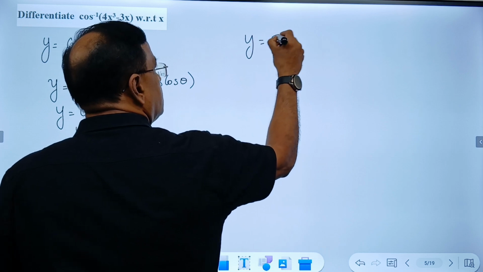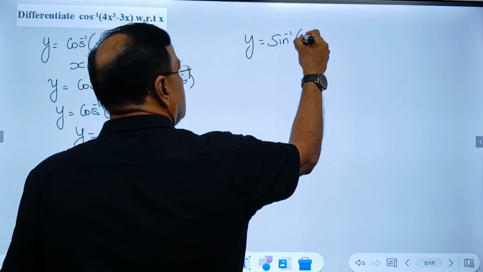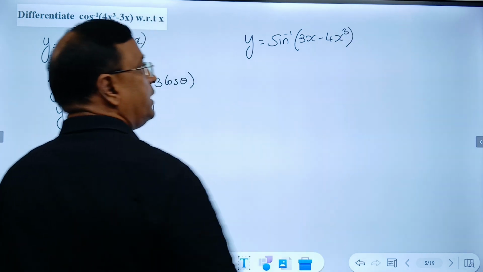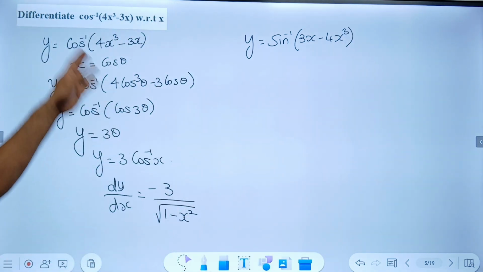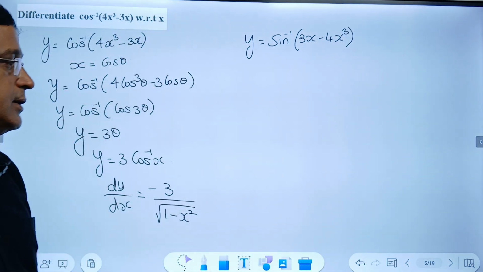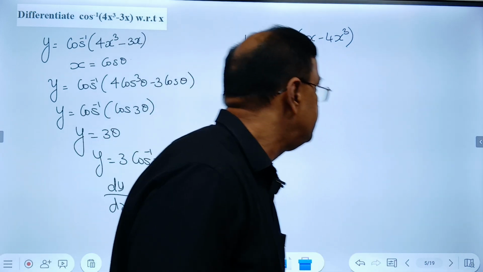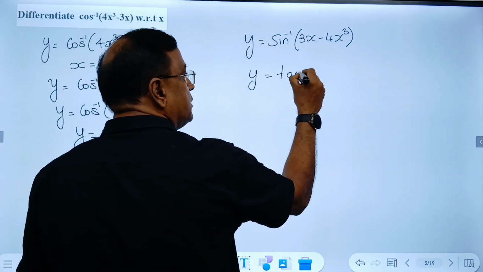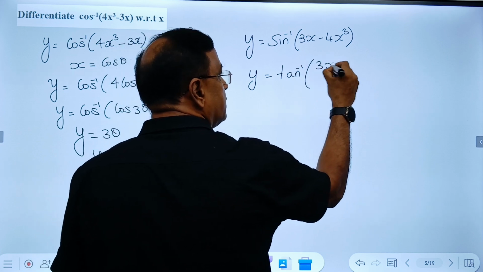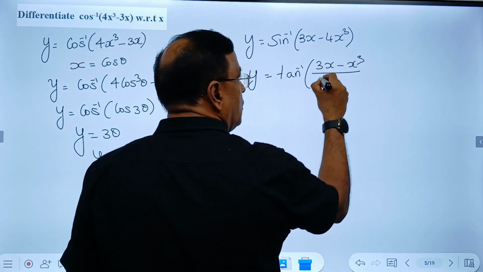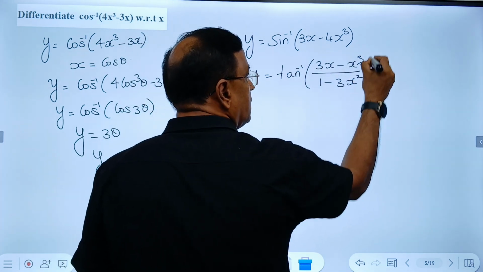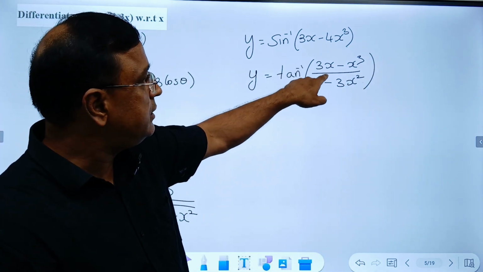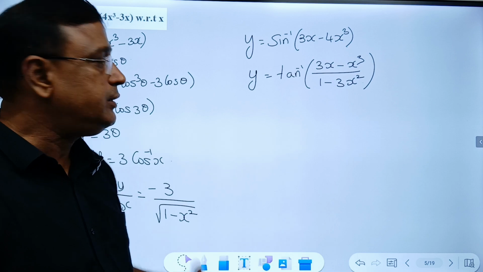So you can try this problem. Okay. Suppose if it is sine inverse of 3x minus 4x cube. So you put x as sine theta and try. Okay. It's exactly like this problem, so you can try it. Okay. Or you can even try this problem, which is connected with inverse trigonometry. 3x minus x cube by 1 minus 3x square. So this is tan 3a formula. Here you put x as tan theta, here you put x as sine theta, and I think you can do that. Okay.